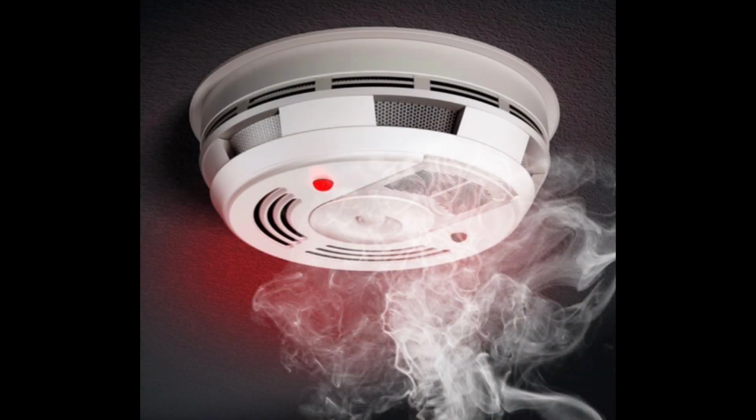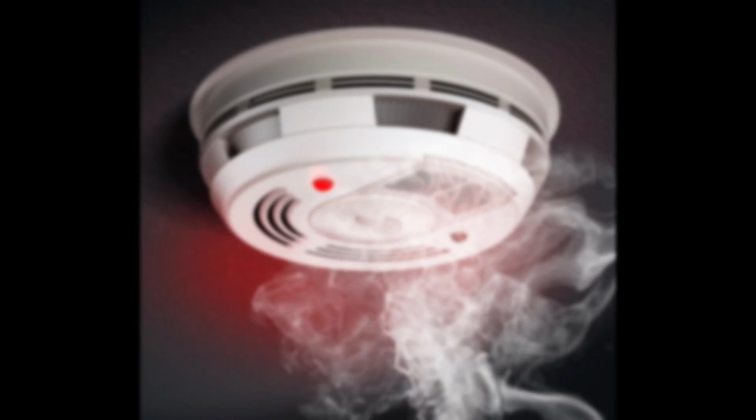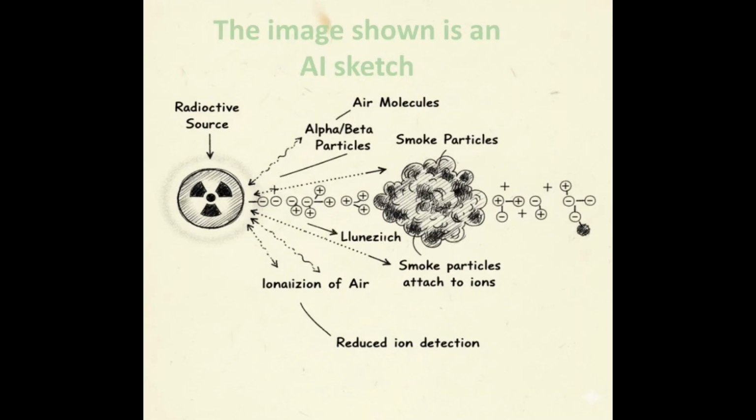The visual evidence. Here we show a picture of an actual ionization smoke detector along with the sketch illustrating the radioactive source ionizing of air and the effect of smoke particles. These visuals help connect the theoretical physics to a real object we interact with regularly.